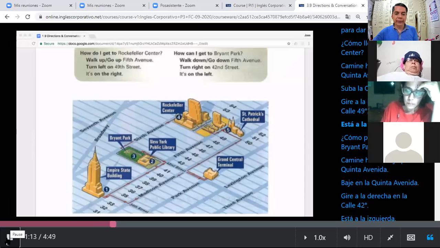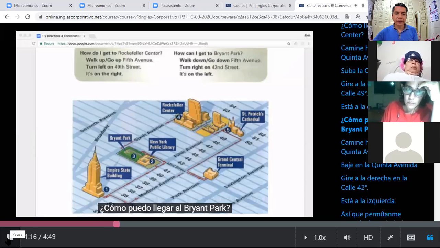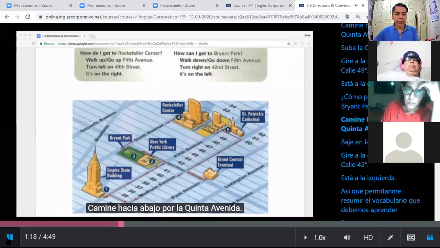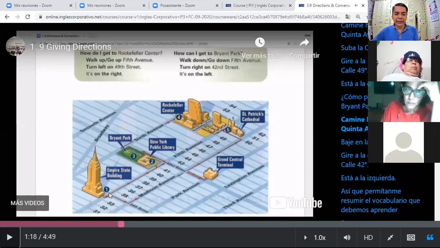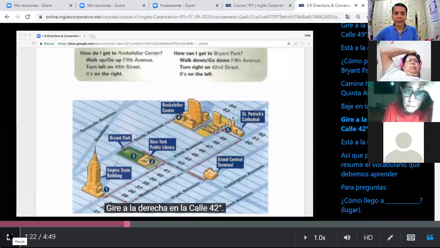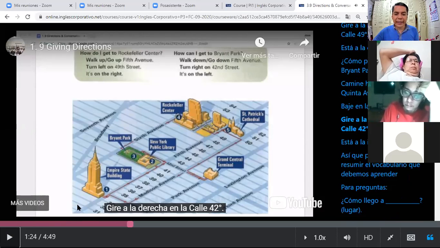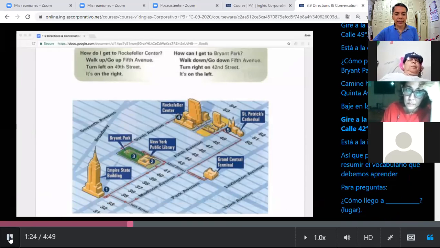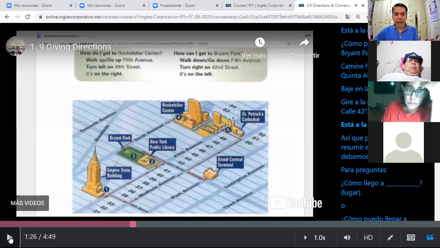Okay, continue. How can I get to Bryant Park? Walk down Fifth Avenue. Ok, otra vez estamos acá en Empire State Building, y nos vamos nuevamente por la Quinta Avenida, right? Go down Fifth Avenue. Turn right on 42nd Street. Turn right, cruzamos en la 42. Here, right? Aquí cruzamos, la 42, hacia la derecha, right? Turn right. It's on the left. It's on the left.